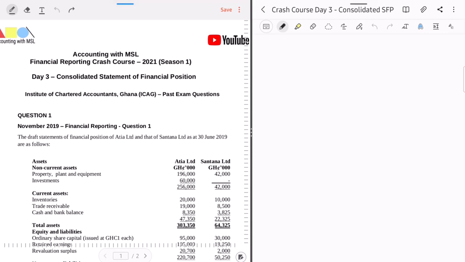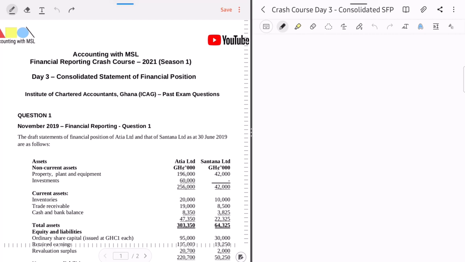There is a way to solve consolidation questions. There is a way to prepare the consolidated statement of financial position. There is a way to put together your answer such that no matter how difficult the question is, you will secure at least a pass mark. And by pass mark, I mean if it's a 20 mark question, you should be able to comfortably score at least 11, 12, 13, and in very good scenarios, 18, 19, and on perfect days, 20 out of 20, if you listen carefully.